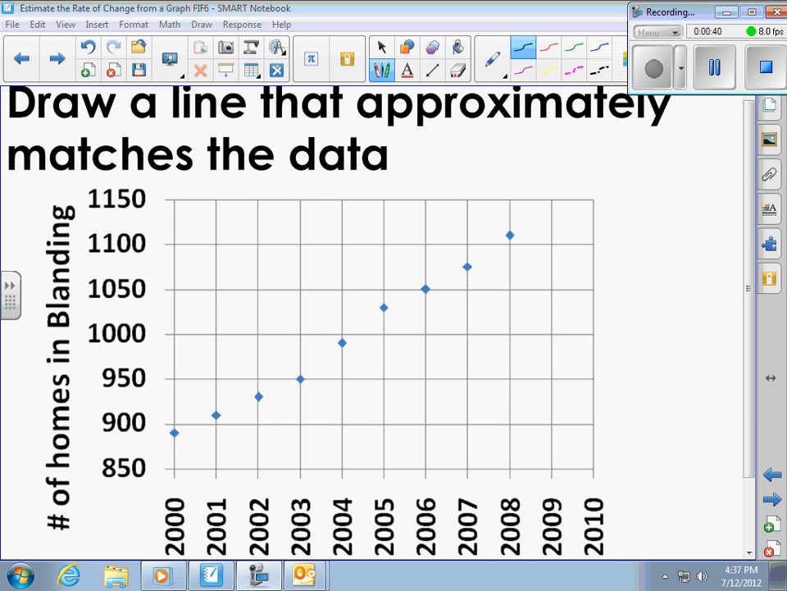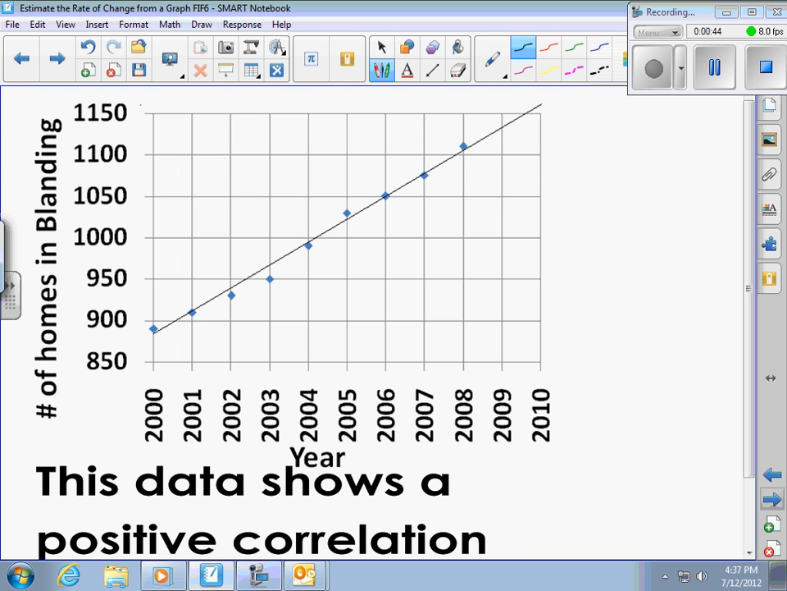So the first thing we do is draw a line that approximately matches the data. You can see that the data is not a straight line, but if we drew a straight line so that some of the points were above and some of the points were below, maybe that would give us a pretty good estimate. Then what we do is we find the slope of that line.